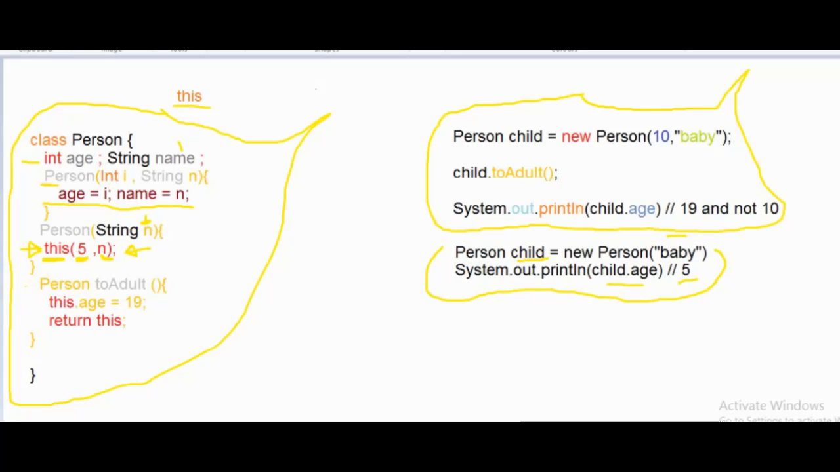Then another case when you want to use this keyword is as a return value. So if you look at this method which returns a person, the name of the method is to adult. What this method does is just to change the age of the person instance. So if you call this on a child, it will change the age to 19, and then it will return that very instance just with a different name, which you can see here.